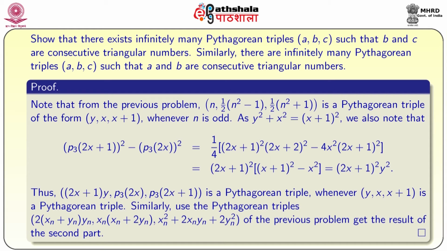Similarly, use the Pythagoras triples 2 into xn plus yn into yn, comma, xn into xn plus 2yn, comma, xn square plus 2xn yn plus 2yn square in the previous problem to get the result of the second part.